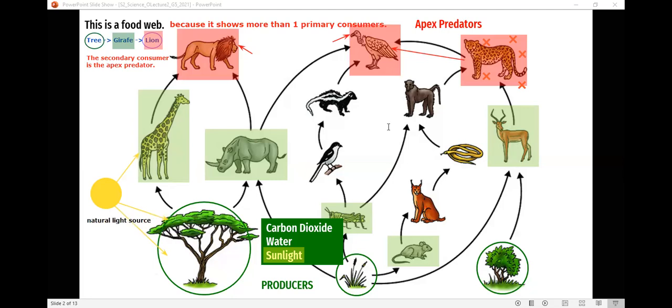Yalla, give me other examples of sources of light, other things that give me light. Lamps.